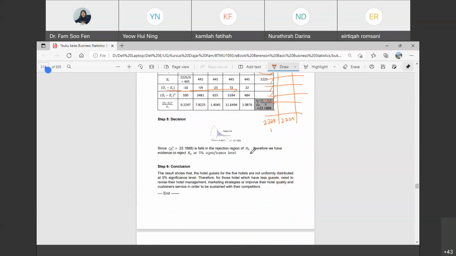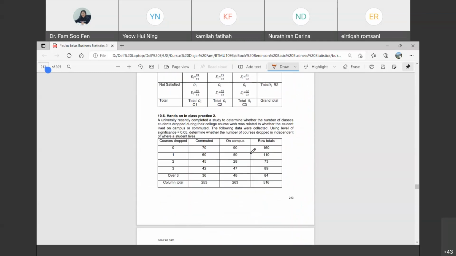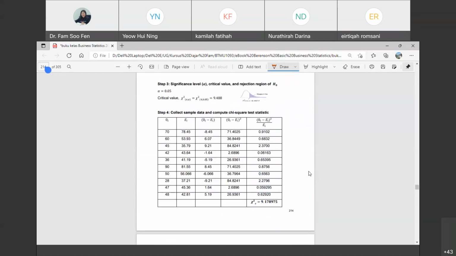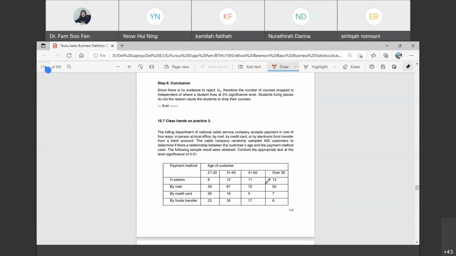So let me see whether I got something like this. Okay, O_i, E_i, O_i minus E_i squared, and this one. The total itself here will become your test statistic. Yes, your test statistic. Alright, so this will be your presentation.